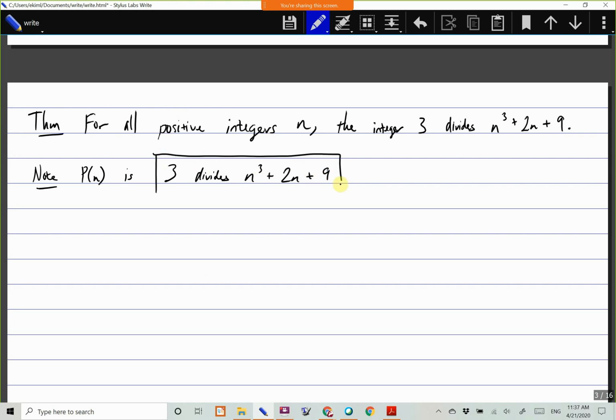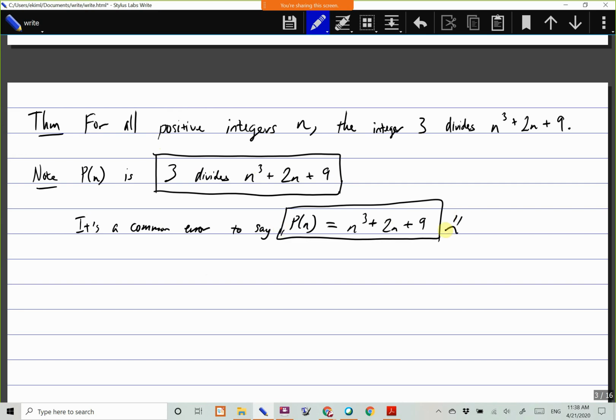So this box here, that's the predicate. In other words, once you plug in a positive integer for n, it could be either true or false that 3 divides n cubed plus 2n plus 9. The point is, the thing boxed here after plugging in for n could be either true or false. It's a common error to say P of n equals n cubed plus 2n plus 9. So please avoid doing that, at least if you're matching the notation of what we're doing.